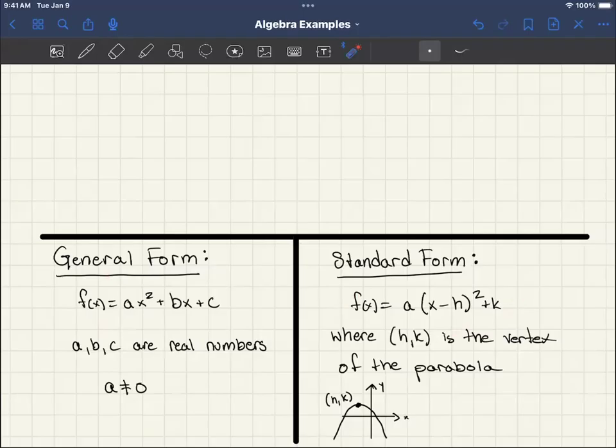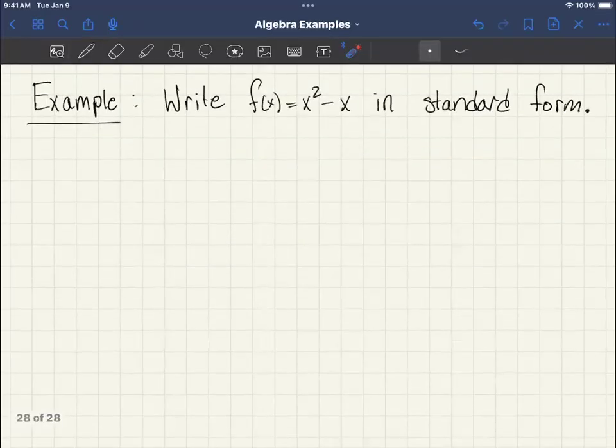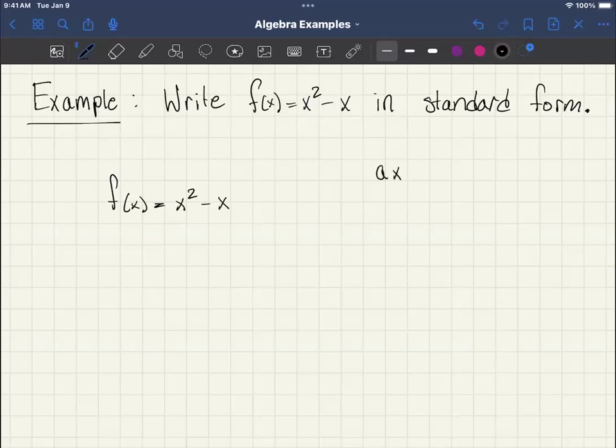The first thing that we always do when we're going from general to standard is figure out what our A, B, and C are. So let's go back up here. Notice our function is x squared minus x. Since we're usually looking at ax squared plus bx plus c, A is equal to 1. It's that hidden coefficient in front, right?